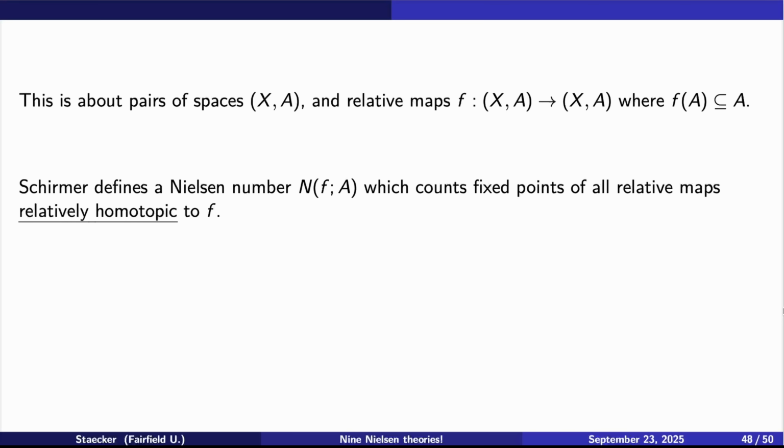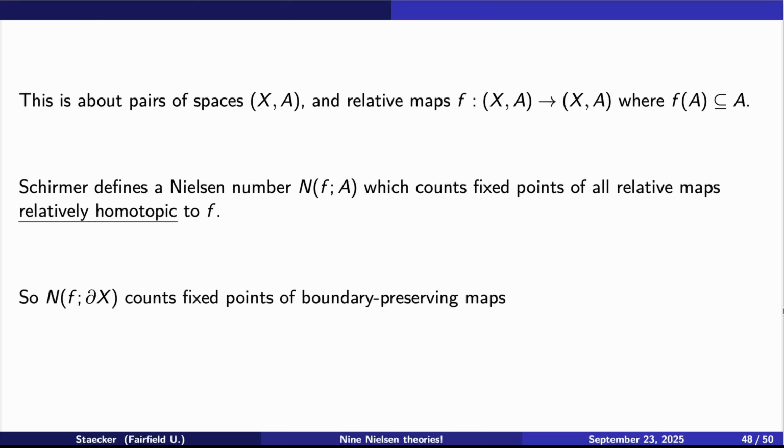But anyway, this Nielsen number counts the fixed points of the relative maps, which are relatively homotopic. So if you only consider maps which take the subspace into itself, and during the homotopy, all of the homotopic maps take the subspace into itself, all right? If you consider the boundary here, this would count fixed points of the boundary-preserving maps through boundary-preserving homotopies, all right? And that is a useful thing to discuss in many cases.